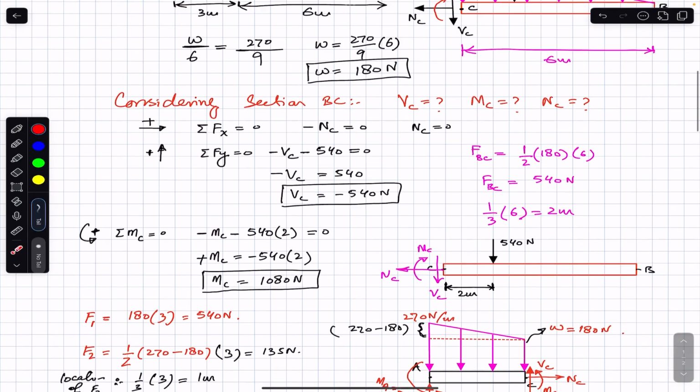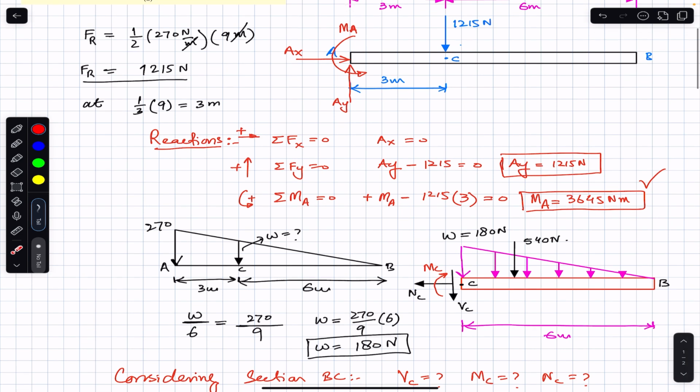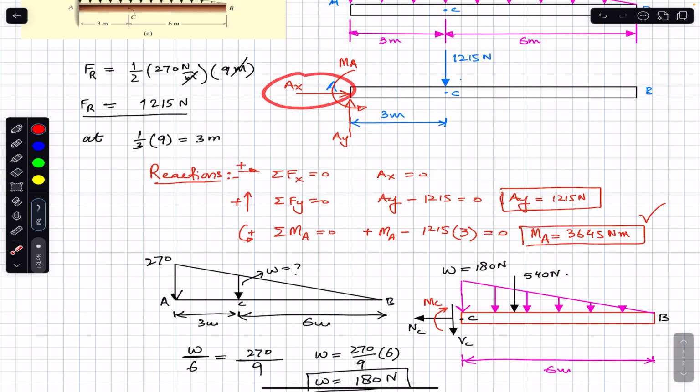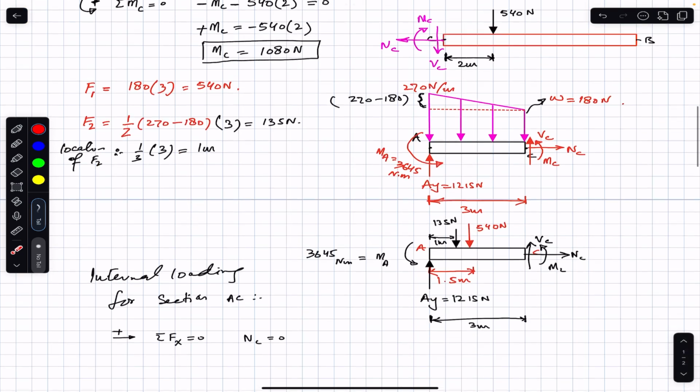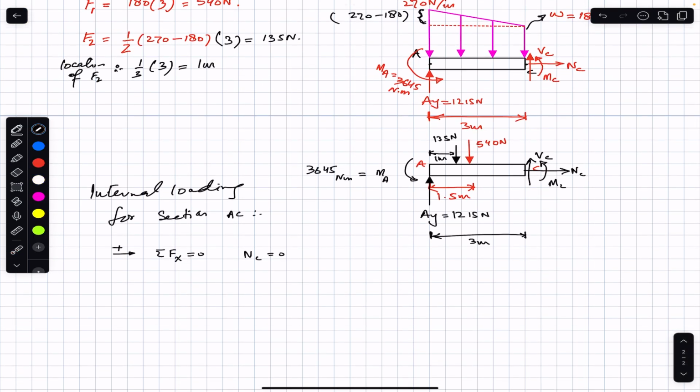Remember that we had considered a force Ax in the x direction at A, but that was equal to 0. So it's up to you if you want to show that Ax here. So we had Ax that was also equal to 0. Then we can say that NC plus Ax is equal to 0, and since Ax is equal to 0, NC is equal to 0.